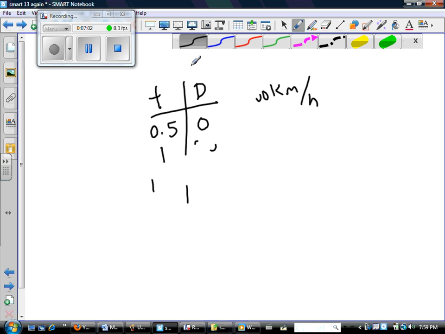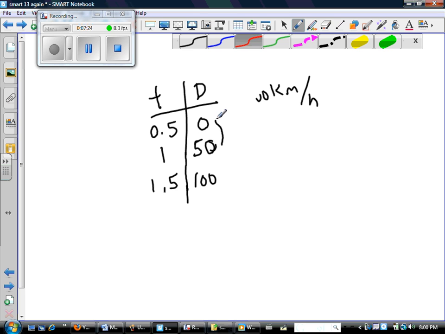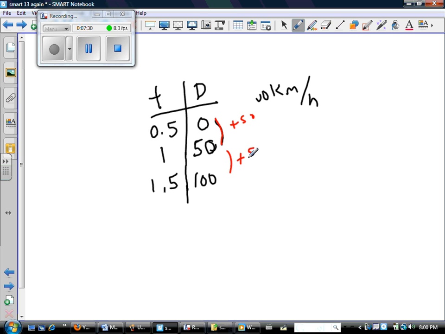Remember, this is just the bonus app, so no refunds, no exchanges. Okay, so at 1.5 hours after t equals 0, she's gone 100 kilometers, and so on. So you can clearly tell that this is a linear relationship. We know that this is plus 50, and this is plus 50, and this is plus 0.5, and this is plus 0.5.